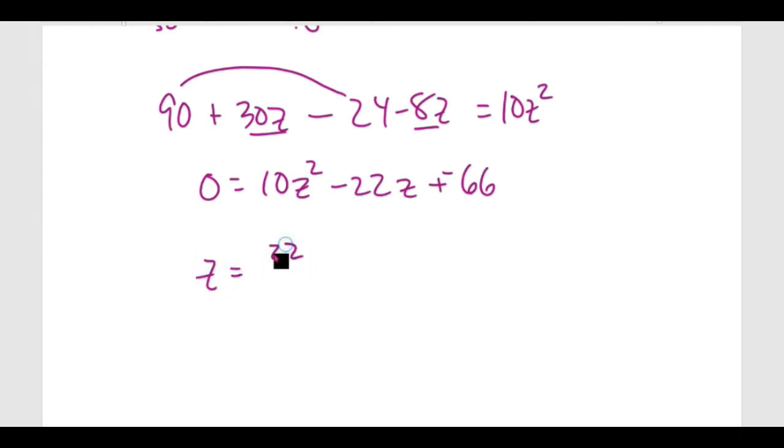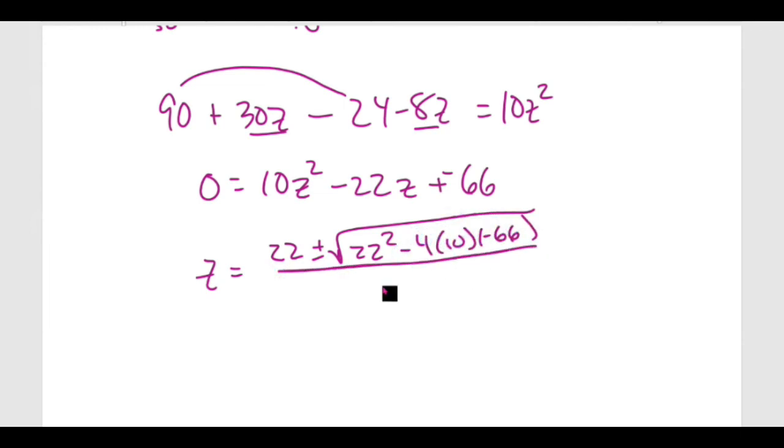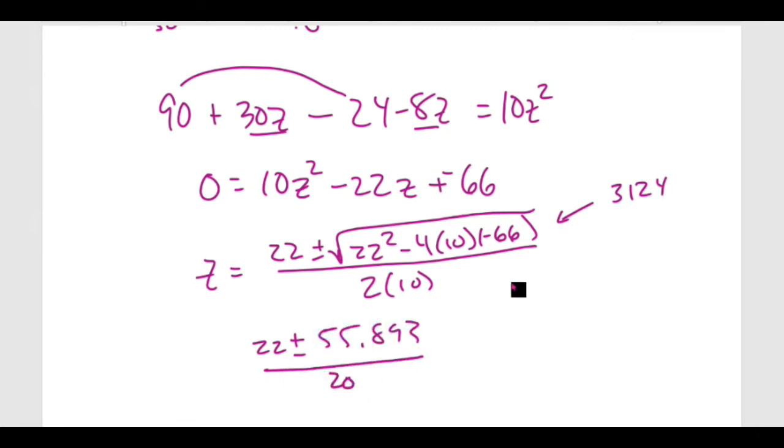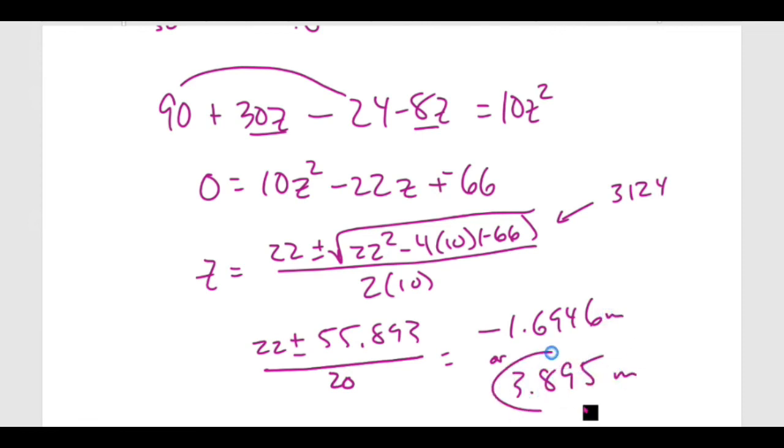But if you don't divide by 2, you get z is equal to 22 plus or minus the square root of 22 squared minus 4 times 10 times negative 66, all divided by 2 times 10. So the discriminant in this particular case is 3124. And so take the square root. So I get 22 plus or minus 55.893 divided by 20. And I get negative 1.6946, or 3.895 meters. These are meters. This is the one that makes sense.